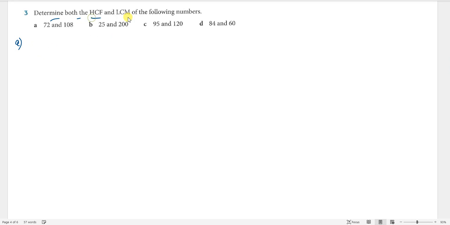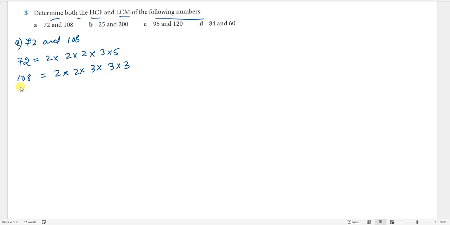Determine both HCF and LCM for the following numbers. So we have to find HCF and LCM for these numbers. We have to find both of these. Okay, so let's start. First is 72 and 108. So we write the prime factors of 72. Prime factors of 72 are 2 times 2 times 2 times 3 times 3. And for 108, we can write 2 times 2 times 3 times 3 times 3.